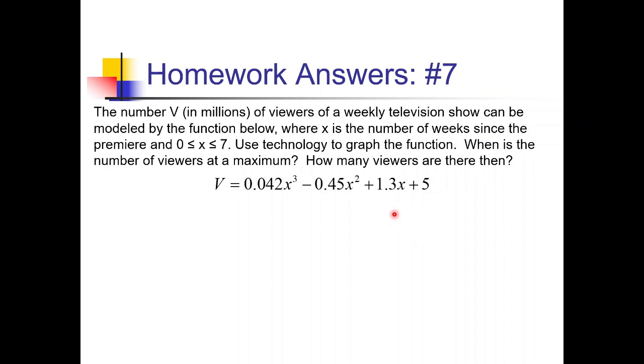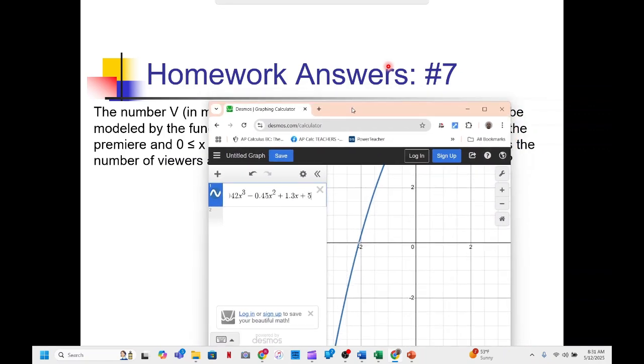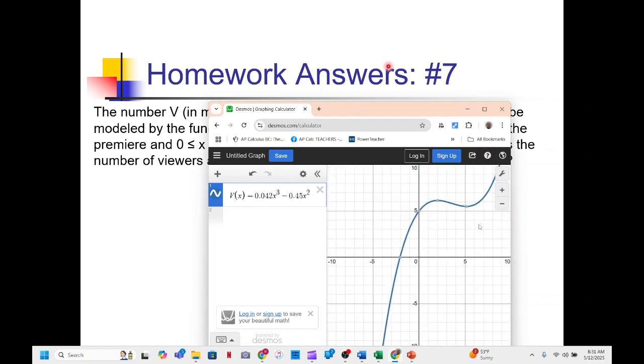So let's go to Desmos and graph this out. So I'm going to make this the v of x function, and we've got 0.042x to the third minus 0.545x squared plus 1.3x plus 5. And let's just move this up a little bit so that we can see everything. Okay, so let me zoom out a little bit. Let me just click the home screen. There we go. Now I can see things a little bit better.